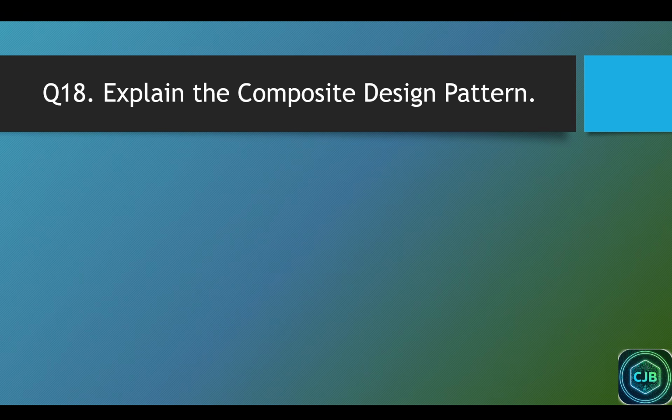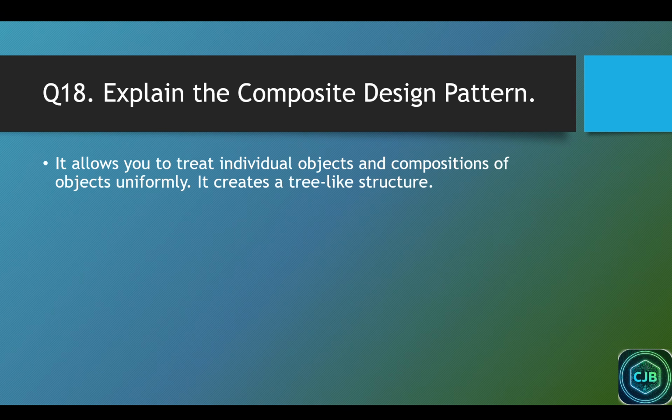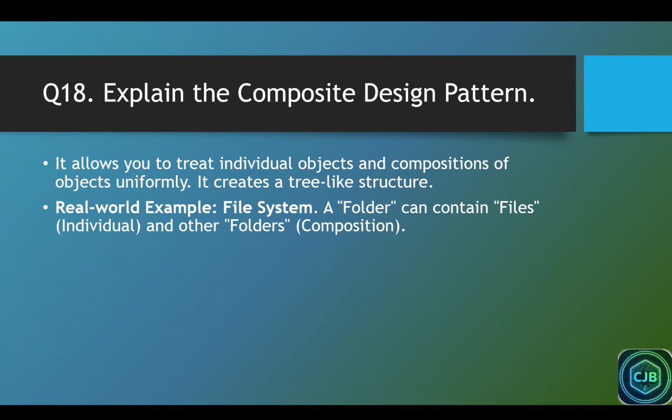Explain the composite design pattern. It allows you to treat individual objects and compositions of objects uniformly. It creates a tree-like structure. Real world example: file system. A folder can contain files, individual, and other folders. Composition.